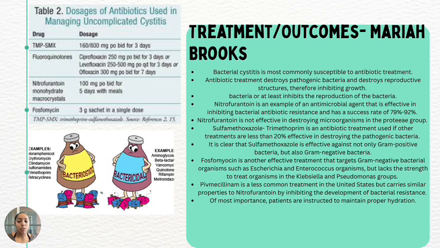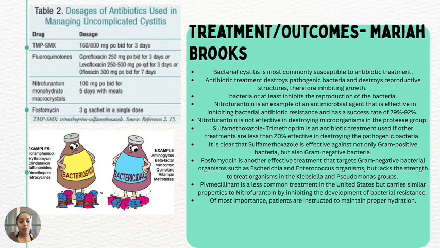that targets specifically gram-negative bacteria such as Escherichia coli and Enterococcus organisms, but it lacks the strength to treat organisms in the Klebsiella and Pseudomonas groups. Pivmecillinam is a less common treatment. It's usually not used in the United States, but it carries similar properties to nitrofurantoin by inhibiting the growth of bacterial organisms that cause bacterial cystitis or can make it progress.